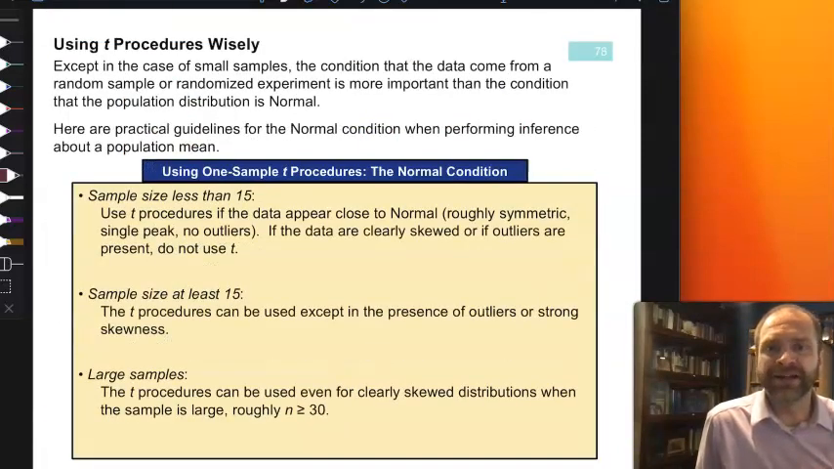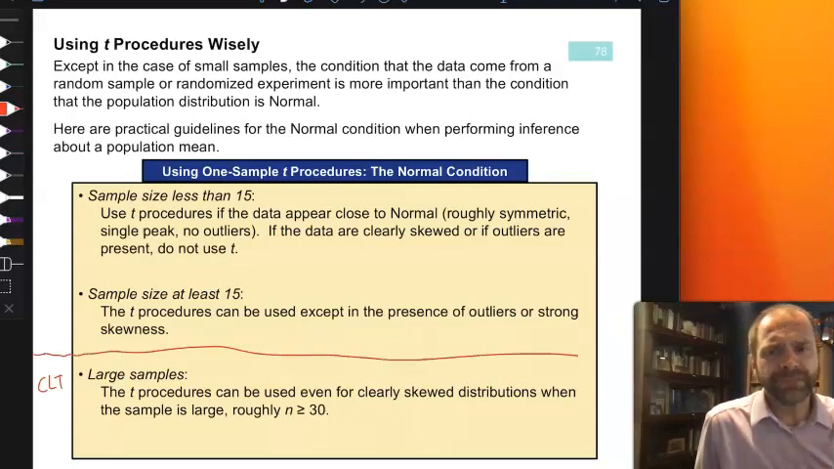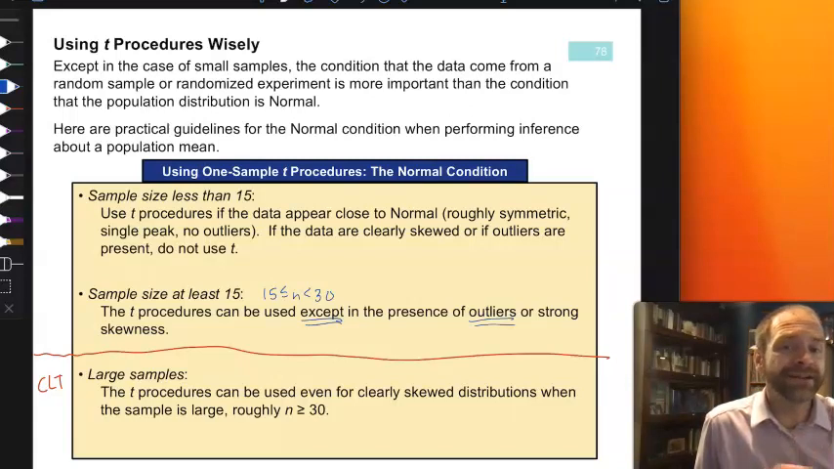And that's kind of where this slide is, and I tried to make it a little bit better on the handout. Let's start from the bottom up. Large samples is your central limit theorem. And so you have that idea. Now the next thing you're going to look at is, okay, what if I have a sample size of at least 15? That means between 15 and 30. And when that happens, I cannot have outliers, I cannot have strong skewness. You cannot have those if you have a sample size between 15 and 30. So no outliers, no strong skewness. Slight skewness, okay. Strong, not so much.